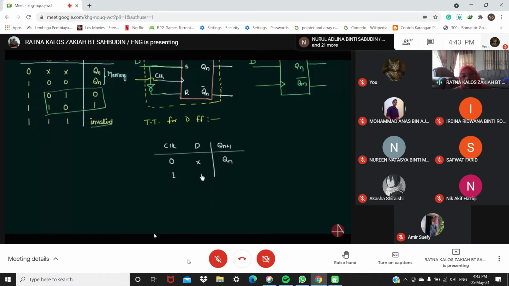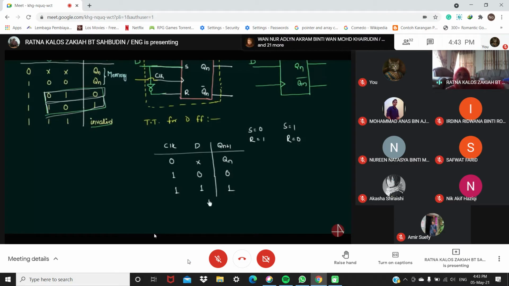When clock is high and D is low, it means S is 0 and R is 1. And for this particular case, I'm having Qn plus 1 as 0. Now when clock is high and D is 1, I will have my S as 1 and R equal to 0. It means this case, and I'm having Qn plus 1 as 1.